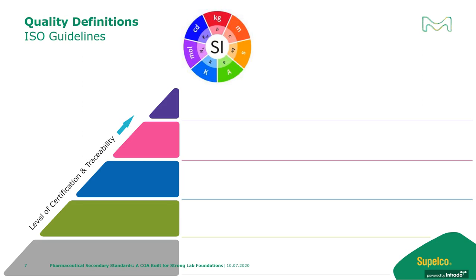The International Organization for Standardization, or ISO, has set guidelines for materials and harmonizes definitions between classifications of standards. So this is a diagram that I'm going to show that has the hierarchy of standards and how they are defined in relation to each other. As we move up the pyramid, the level of certification and traceability increases.